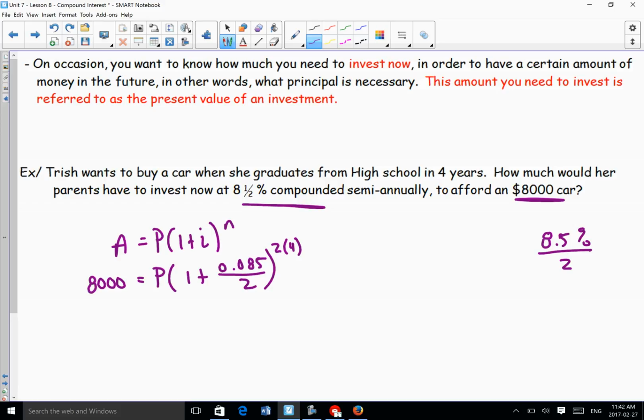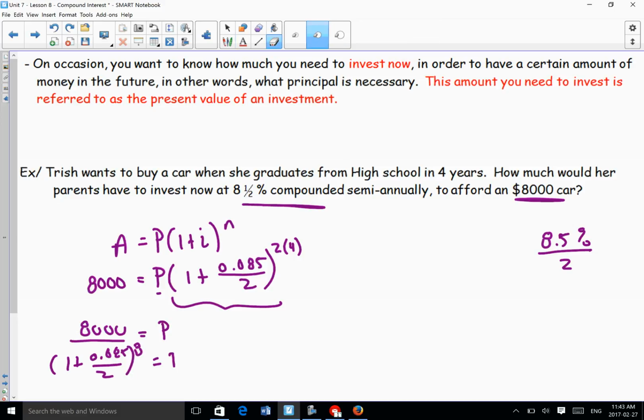Now, I can figure out what this big number is right here. There's nothing wrong with doing that, but I need to solve for p. So what I'm going to do instead is rearrange this equation. Since these two things are multiplying here, p and this big bracket, I'm going to bring the big bracket over to the other side and write it as dividing. I can change my exponent to an 8, to make it easier to work with.